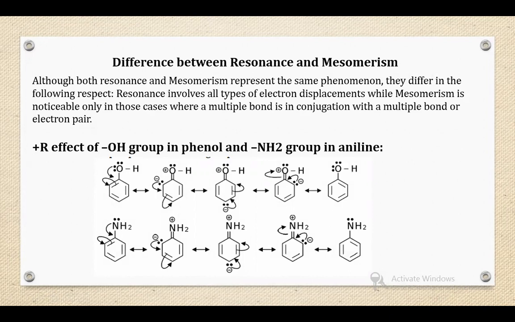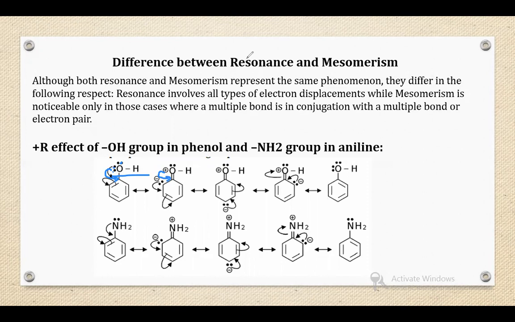If it donates a pair of electrons to the double bond, then the pair of electrons will be shifting. What you are noticing is the phenoxide ion, C6H5O minus. On oxygen there is a lone pair of electrons. This pair shifts to the carbon, because it can donate an electron, and then there will be delocalization of the pi electrons.